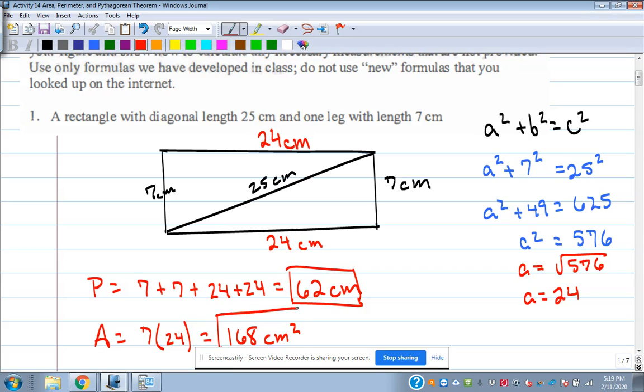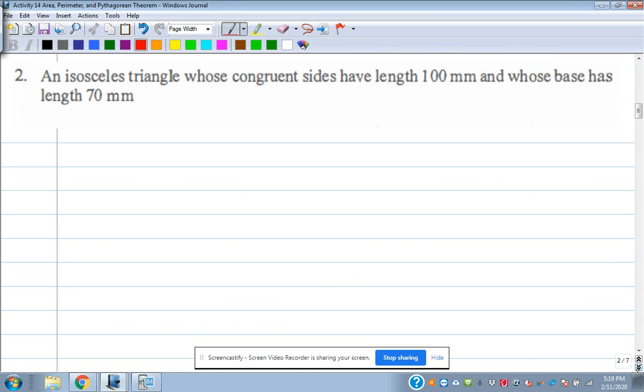Square centimeters on your units. Got it. Easy stuff. But good old Pythagorean theorem, something we've used for years. We love Pythagorean theorem around here.